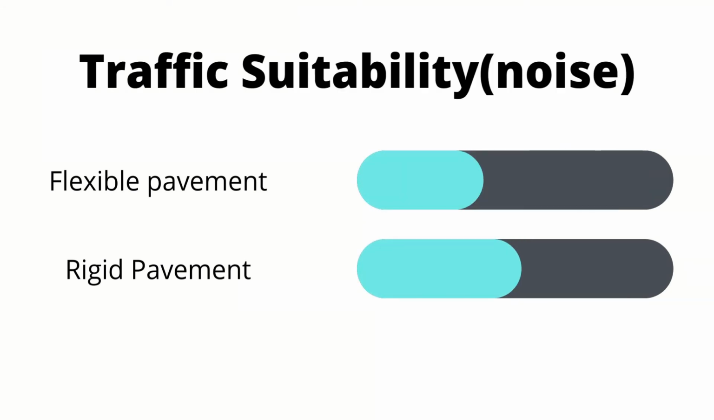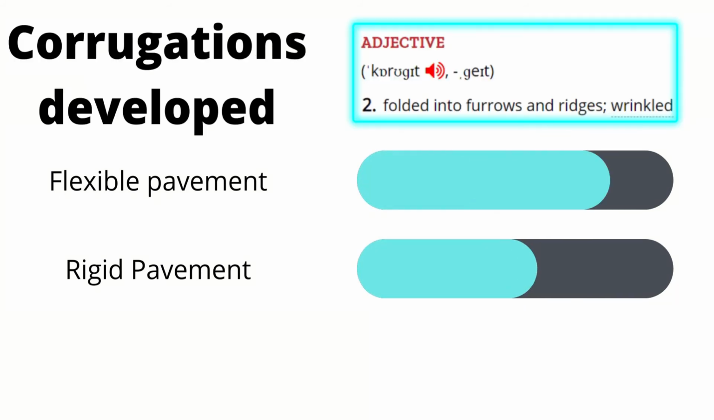Then, the next point we have is traffic suitability. That is, on flexible pavements, all types of traffic is suitable, whereas for rigid pavements, iron wheeled traffic, that is the traffic which would have iron wheels, makes a lot of noise. The next comparison we have is corrugations. Corrugations mean getting wrinkled. In flexible pavements, corrugations are developed, whereas in rigid pavements, no corrugations are developed.